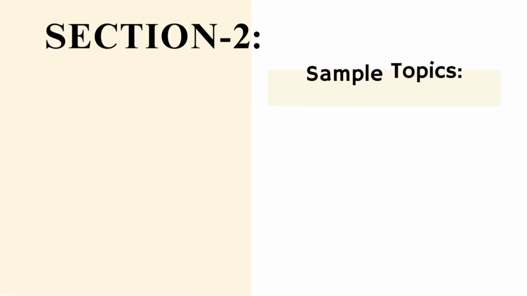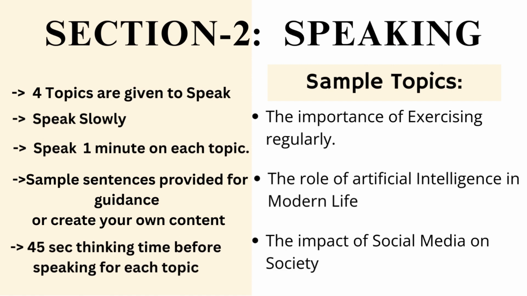Section 2, Speaking section. In this section, you will get 4 different topics to speak on. You will have 45 seconds to think about each topic, and then you will need to speak for a full 1 minute. My tip here is to speak slowly. This helps you fill the entire minute with less pressure and gives you more time to think. Avoid repeating sentences or stopping in the middle of your speech.